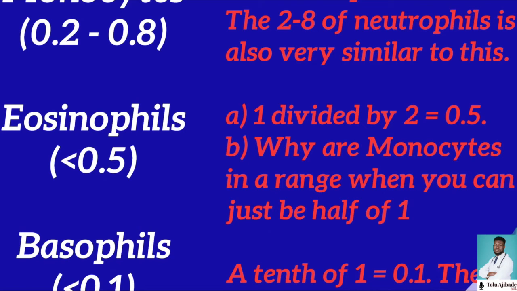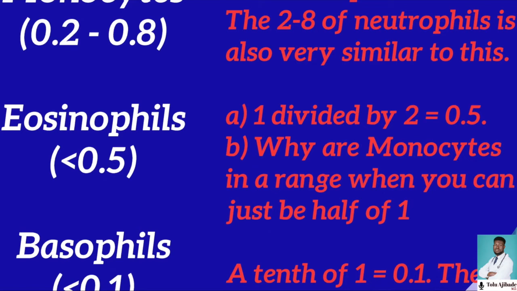How do you remember this? 1 divided by 2 is 0.5. Remember, for monocytes, 0.2 plus 0.8 gives you 1. So 1 divided by 2 is 0.5. So half of 1, 0.5. And then I thought about it. Why would monocytes be in a range? Why do they care so much to be in a range of 0.2 to 0.8 when I could just have the number 0.5 and put a less than? So less than 0.5.